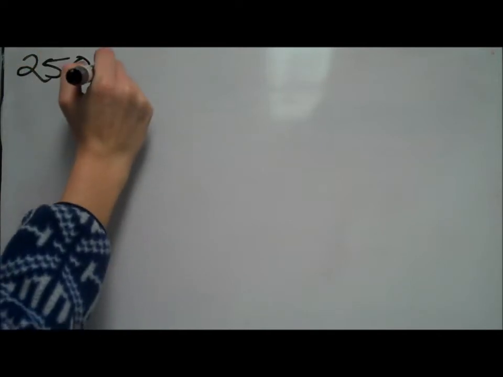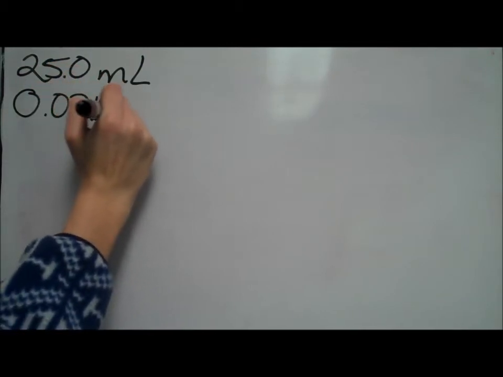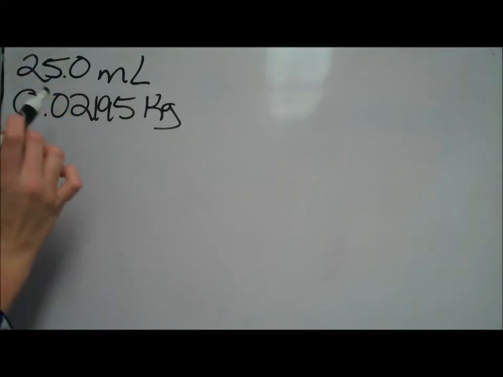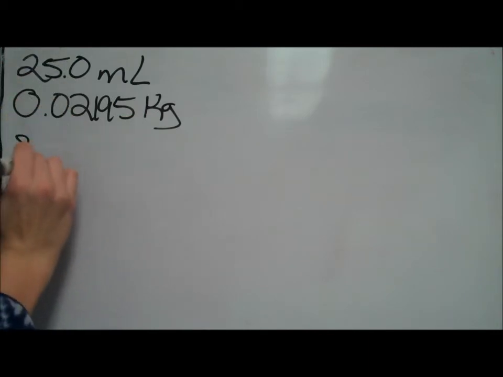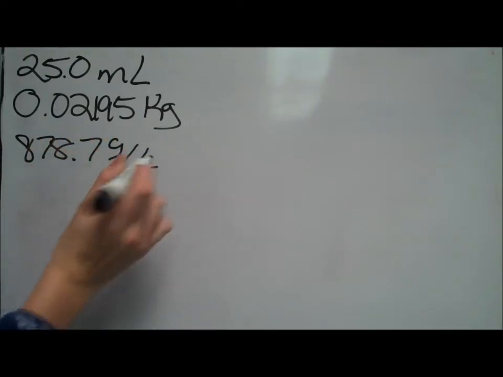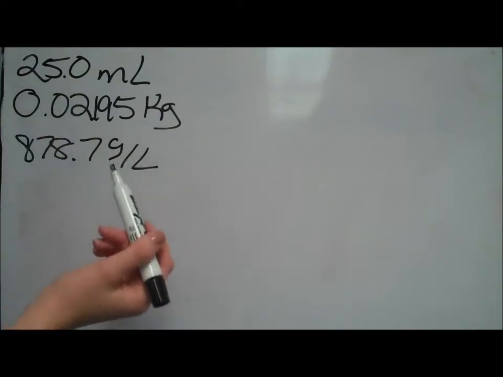Today we're going over dimensional analysis using density. We're given the volume and mass of an unknown liquid. The volume is 25.0 milliliters. The mass is 0.02195 kilograms. We're going to use these variables to find the density. We're also given the density of benzene, which is 878.7 grams per liter. As we find the density for the unknown, we'll see if it matches with the density for benzene to discover what our unknown liquid is.